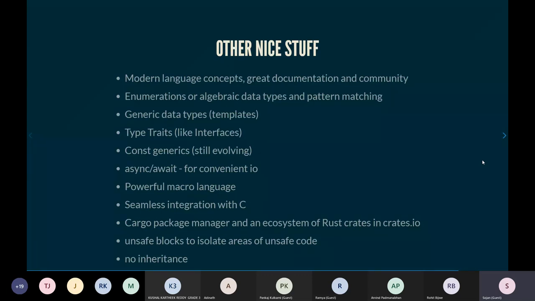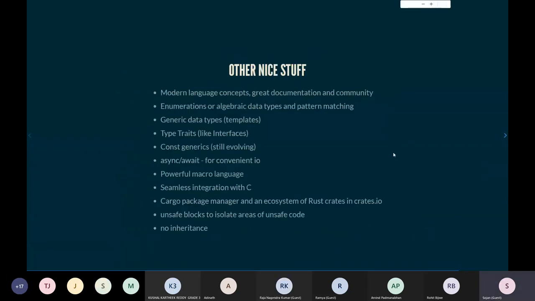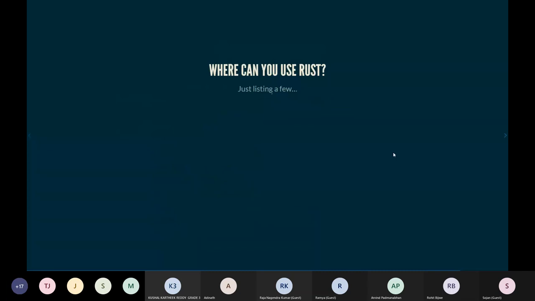So there is no inheritance in Rust. You basically use type traits, you have interfaces, and you put these types together, and Rust code is very easy to change. You use the type system, you use the compiler, you change something, you just fix all the compile issues, and the code is going to work. I think that is the last nice thing. Of course, there are a lot of other nice things. These are some of the key points I could think of right now.